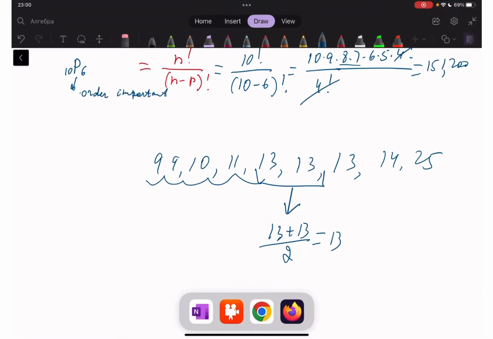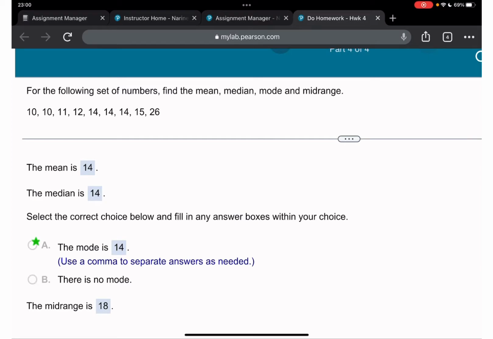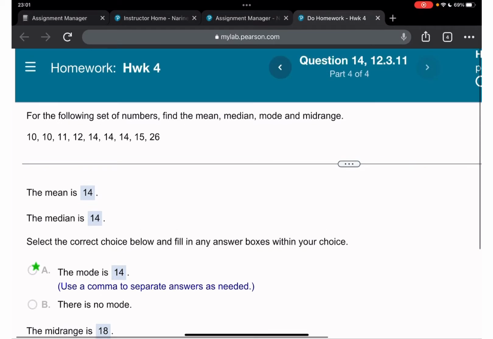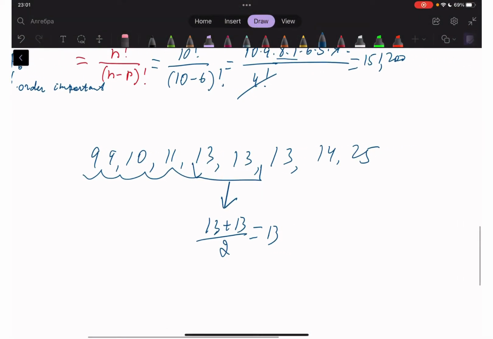Now, how is it 14 here? It's 26. It changed the numbers. Okay, numbers changed. That's why they are not the same numbers anymore. But in my case, 13. In this case, it's going to be 14. What is important is to know how to do it.